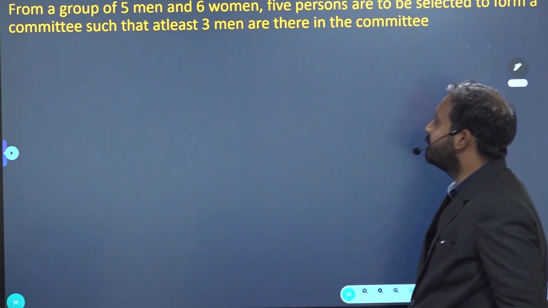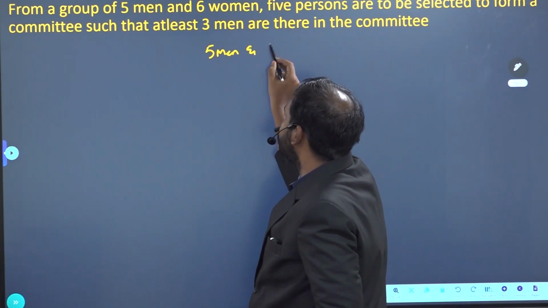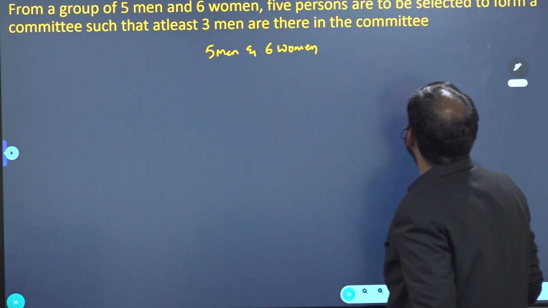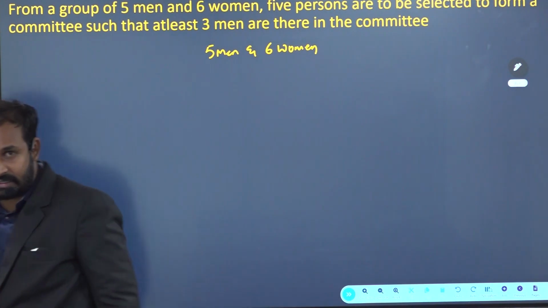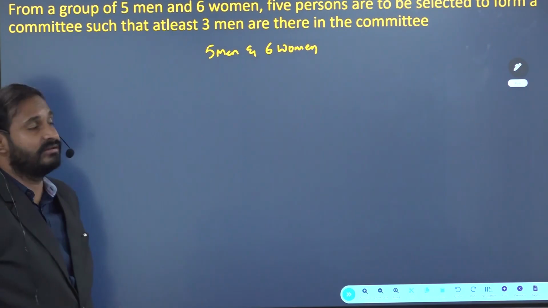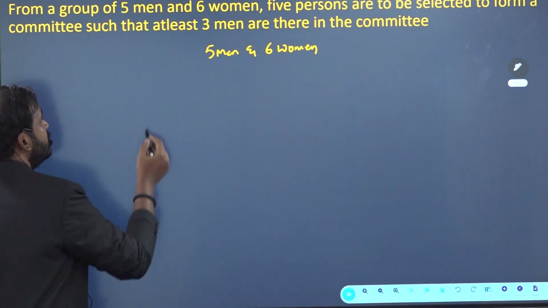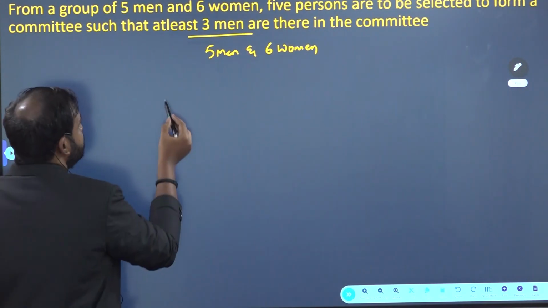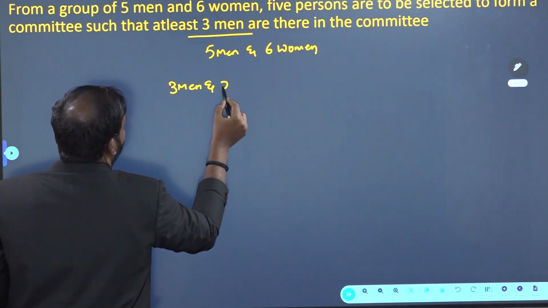From a group of 5 men and 6 women, 5 men and 6 women are available. Then 5 persons are to be selected to form a committee such that at least 3 men are in that committee. At least 3 men. Please see here, students. At least 3 men. So what are the conditions I can take? 3 men and 2 women.